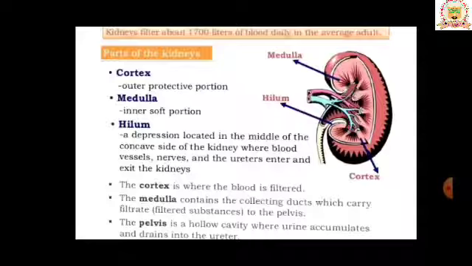So the cortex is where the blood is filtered. See my dear students, please do remember. This may be another question for multiple choice. Where do blood get filtered? So in the outermost region of your kidney, the cortex, where the blood is filtered.